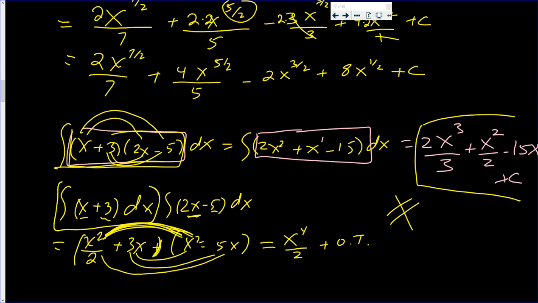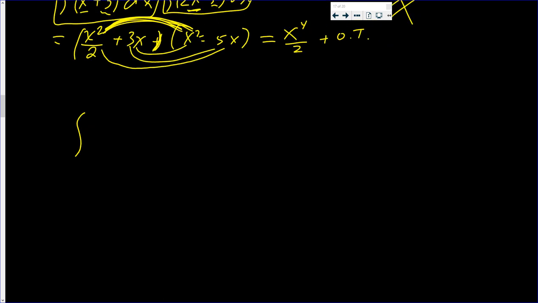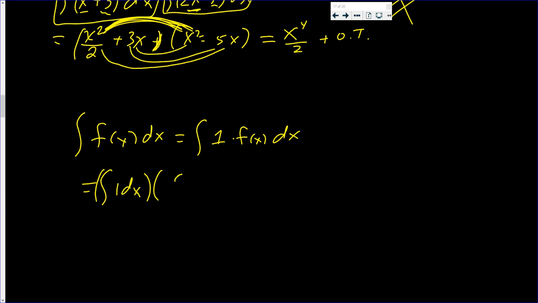And the reason that makes no sense as well is the integral of f of x dx. Well, f of x is 1 times f of x, right? So this is the integral of 1 dx, whatever that is, times the integral of f of x dx. And the integral of 1 dx is x, times the integral of f of x dx. So the integral that we started with is x times that integral.